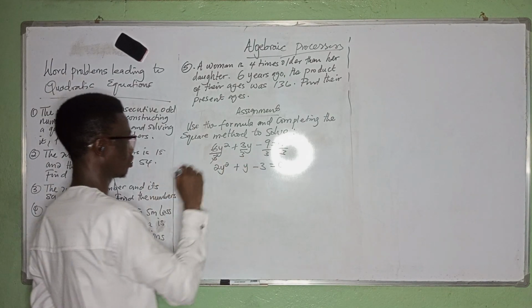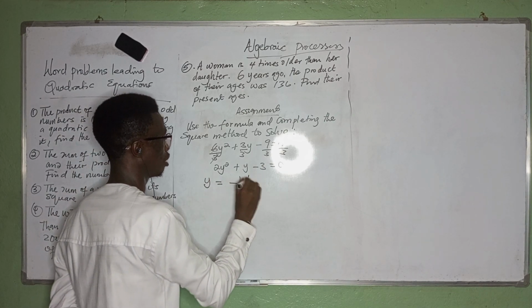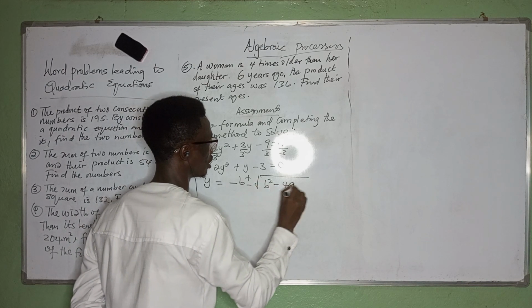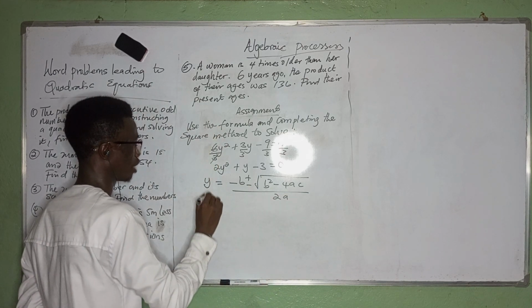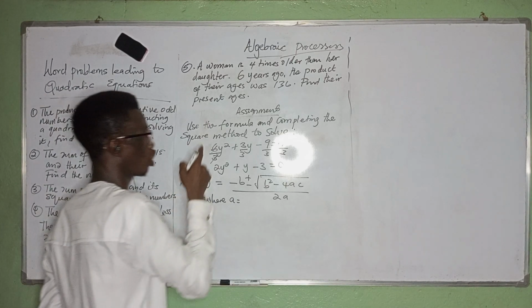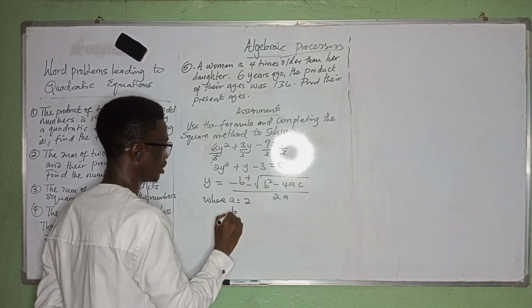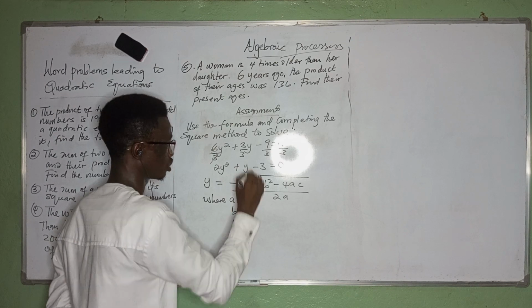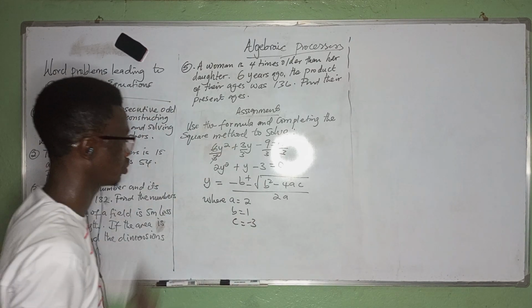According to the formula method, since we are using the variable y, you can say y equals minus b plus or minus the square root of b squared minus 4ac, all divided by 2a. Where a is the coefficient of the variable with the highest power, which in this case is 2. b equals 1, the coefficient here, and c equals minus 3. So now all you need to do is substitute these values.